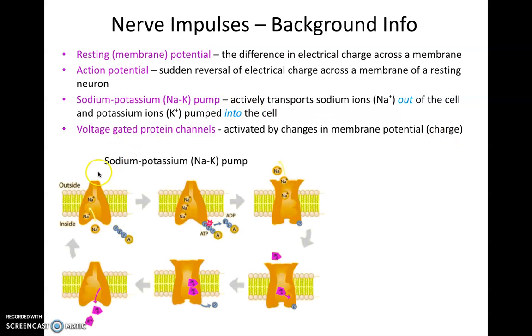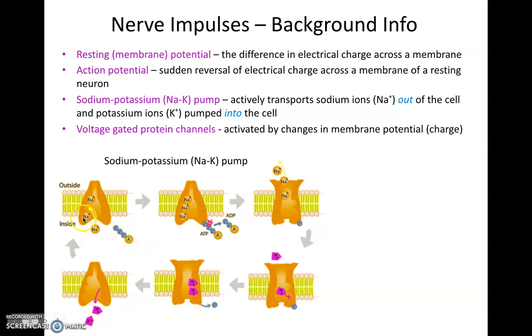So here's an example of a sodium-potassium pump doing its job. So again, we have this cell membrane. You can see it's a phospholipid bilayer, and we have this protein. And we have ATP because it's actively transporting these sodium ions. So it needs that energy to pump them against the concentration gradient.